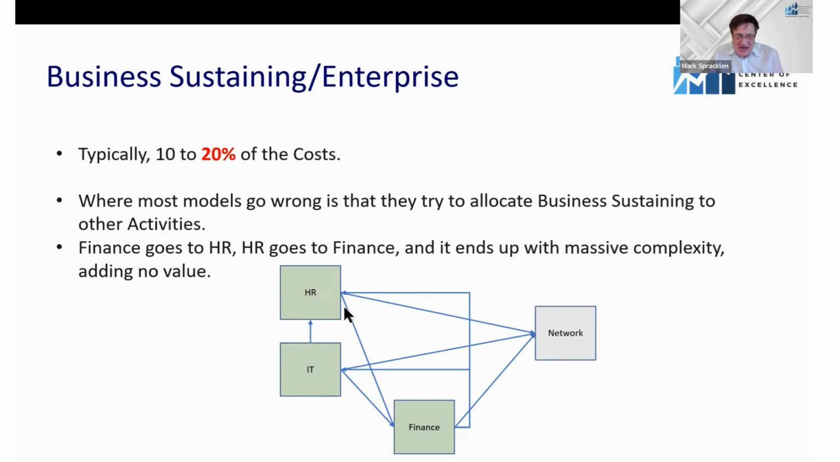So finance is allocated to HR and IT, IT is allocated to finance, HR is allocated to finance. And before you know where you are, you've just got almost a recursive loop of costs being allocated to costs. And this makes the model extremely more complicated, and it doesn't really add much value. One of the models I was recently looking at, we managed to get rid of almost half the allocations in the model by just removing a lot of this and basically just taking everything to the end and allocating it based on revenue. So simplifying the model quite a lot, just removing it.